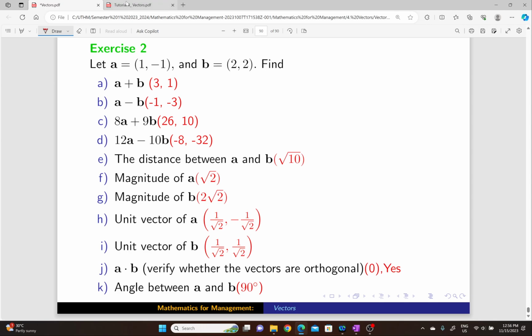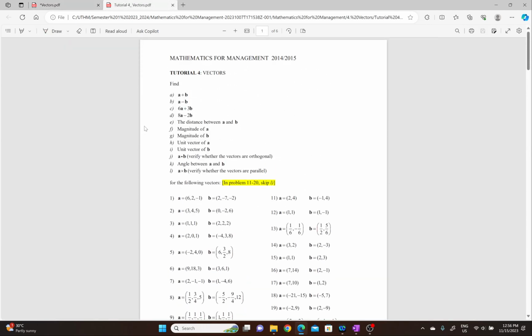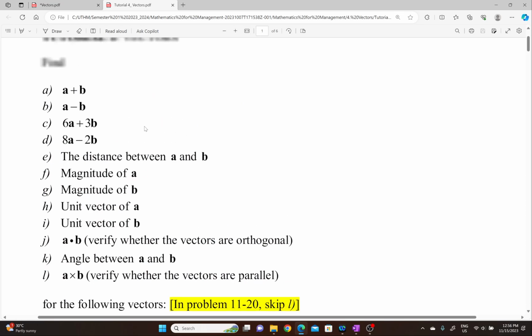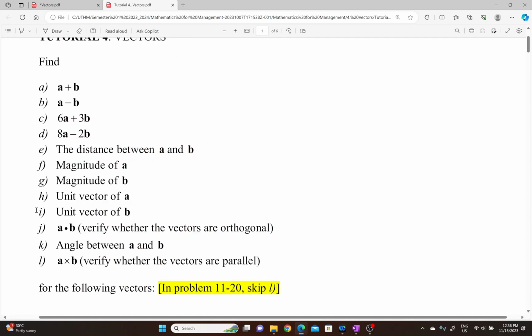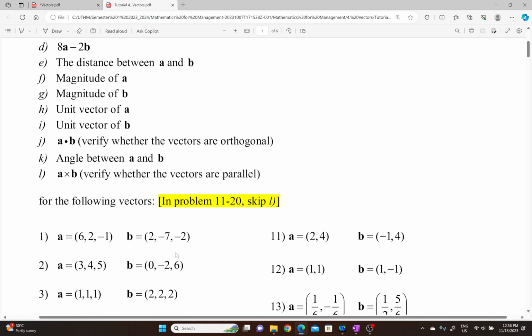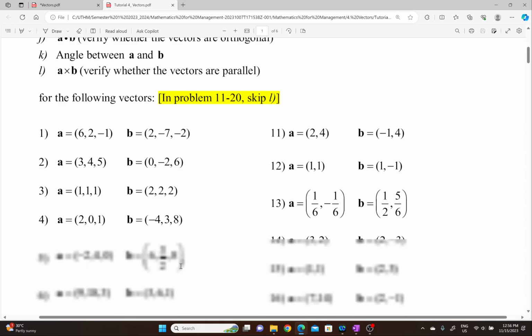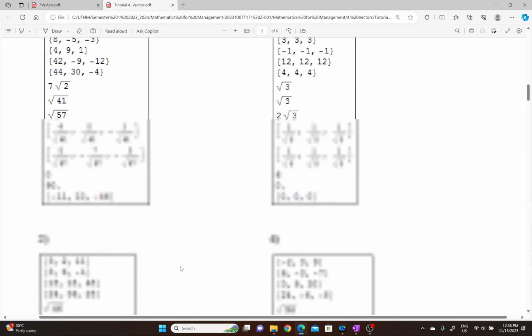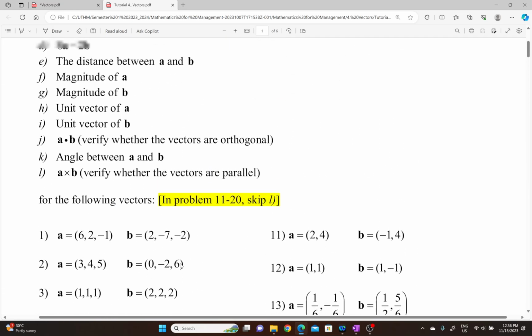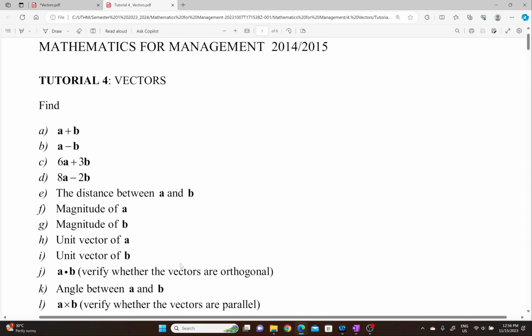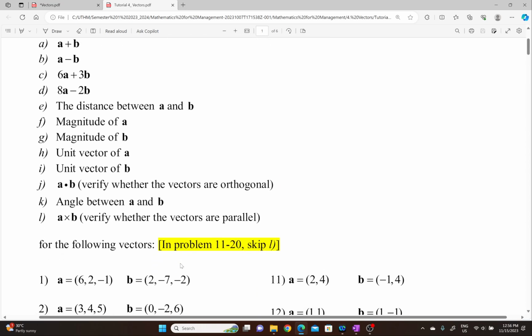Okay. In the tutorial, I also ask the same thing. You can see here. It's quite easy. I ask you to find all these operations. Okay. For all these vectors, you can try. The answer is given here. You can see, answer is all given here. If you don't get the answer, come and see me. Okay. You have to practice this.